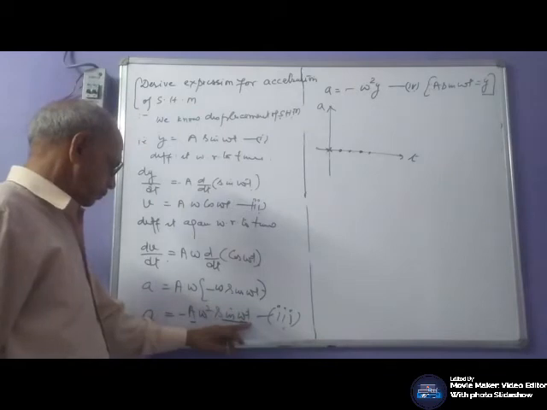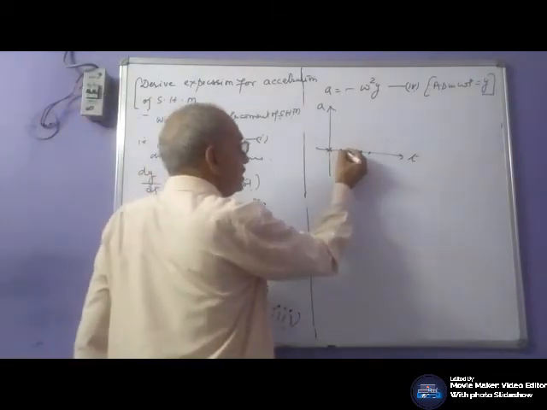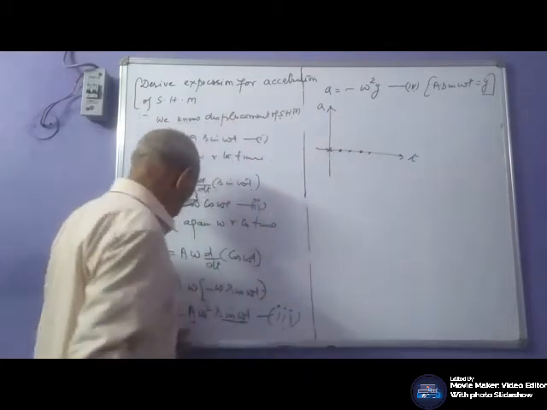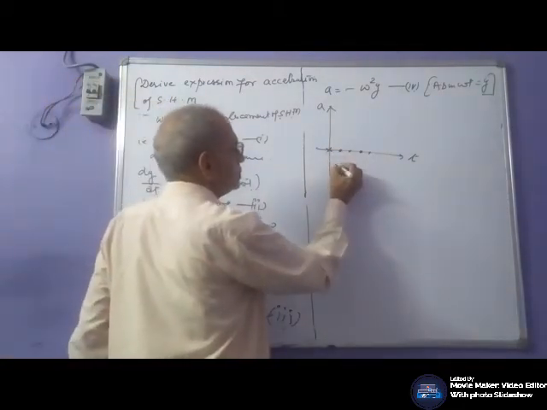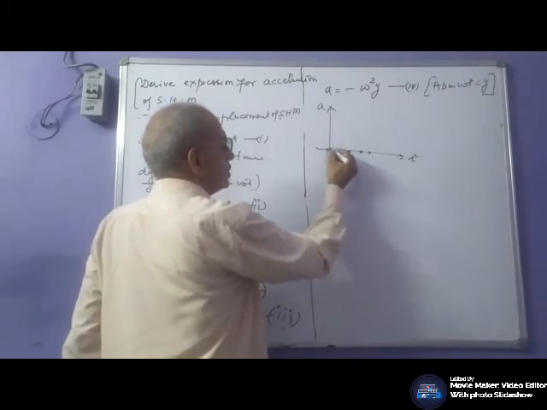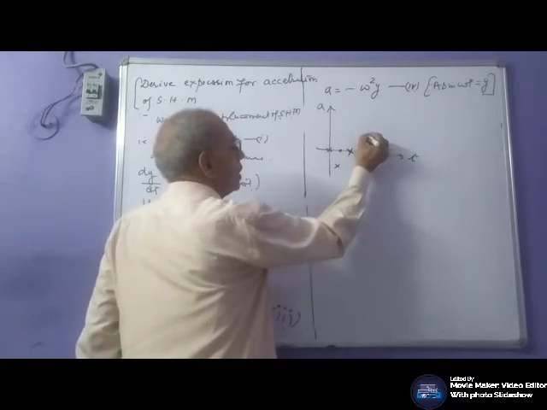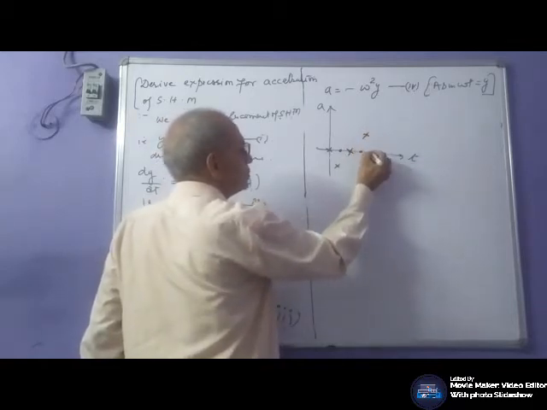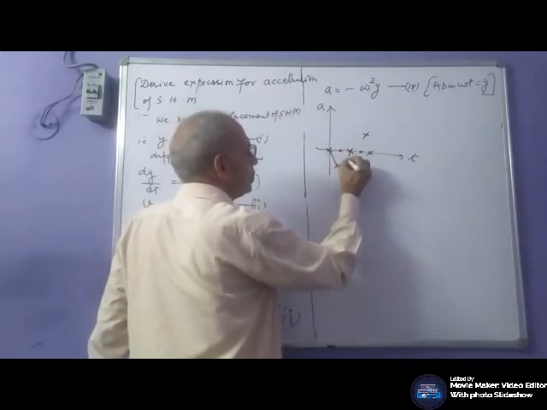Time 0. Sin 0 is 0, so A is 0. This is maximum but in the negative direction. First 0, second maximum, third 0, fourth again maximum, 0. So this is the plot.